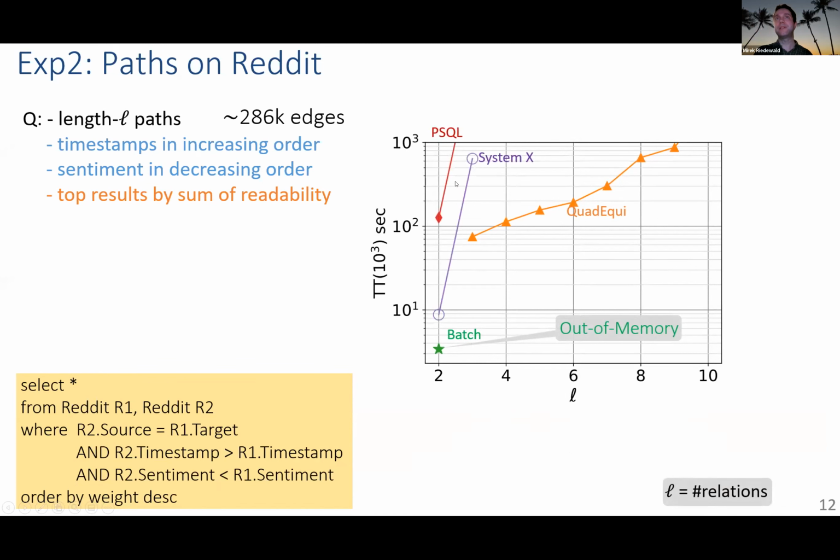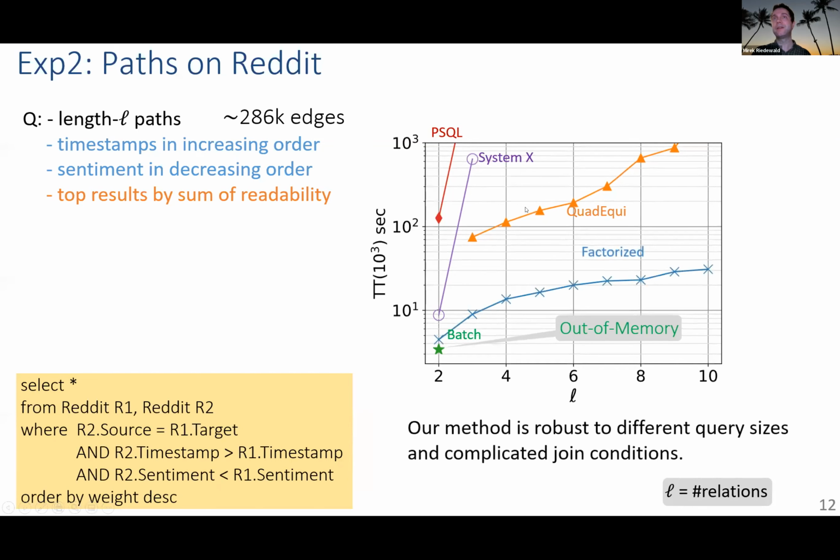The commercial database and PostgreSQL can handle a little larger than batch, but even they at some point really suffer from that explosion of intermediate results that they have to keep track of. And our factorized method actually does really well. It's a little slower than batch in the beginning, but it's the only one that keeps going and is orders of magnitude faster than this idealized QuadEqui algorithm.